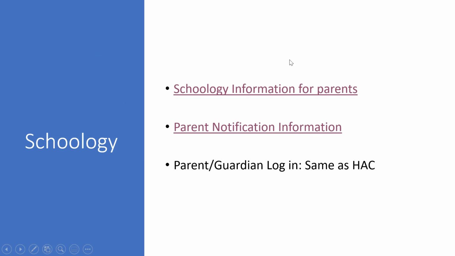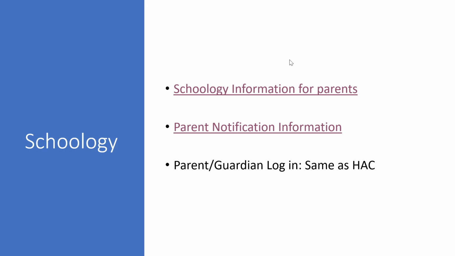Next up is Schoology. Again, in the presentation itself sent out by Principal Prelude, these are clickable links: Schoology information for parents, as well as parent notification information. When logging into Schoology, a couple things to note. You want to make sure that you are logging in through the Calvert County District website. Follow those steps that I walked through at the beginning, and then click Schoology from there. That will be the easiest way for you to log in, and you will log in with the same username and password that you use for HAC. But again, it's important you do it through the Calvert County District website to log on to our Schoology.